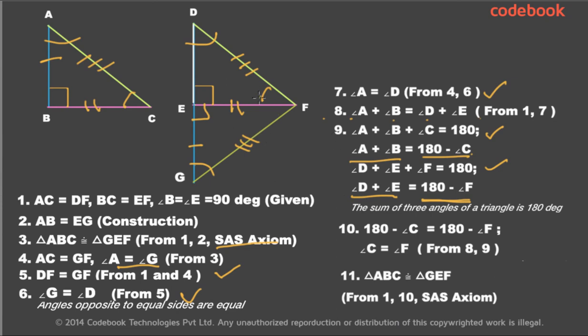So now we have proven that the included angles are also equal. So these two triangles ABC and DEF are congruent by SAS axiom. So in this way, we have proven the RHS theorem, which states that two right triangles are congruent if the hypotenuse and the side of one triangle is equal to the hypotenuse and the corresponding side of the other triangle.